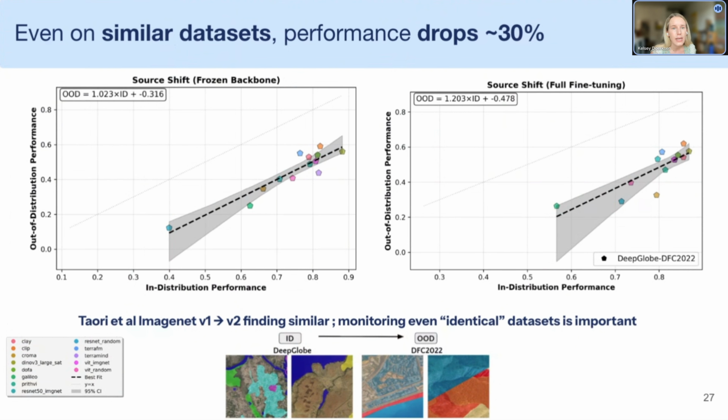And then even on similar data sets, we see that performance can drop on the order of 30%. And this is similar to what, again, the Tory paper found in their ImageNet V1 to V2, that even monitoring identical data sets is important. We would think that it should be kind of apples to apples comparison, especially because we do have the same classes, the same resolution, temporal coverage, geographic coverage, but we see even in those cases that the models are showing a lack of distributional robustness, which is pretty shocking and surprising.